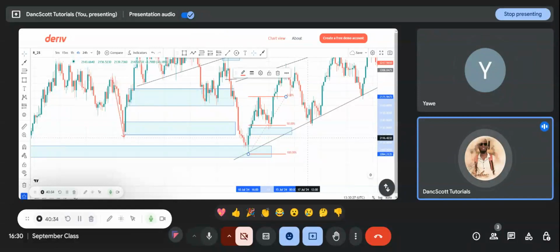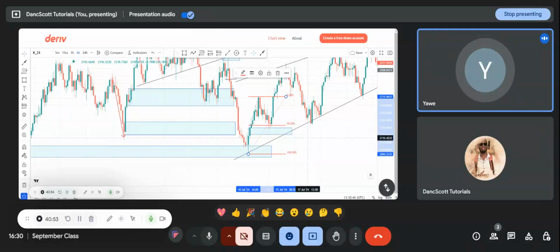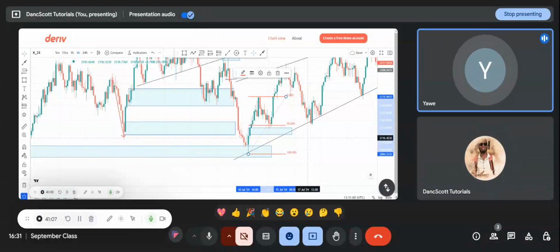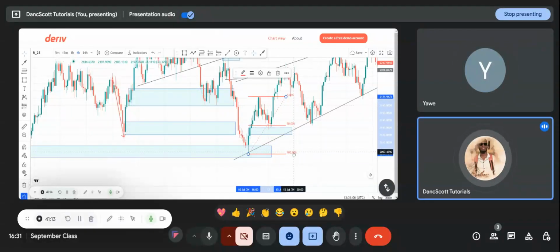The fib shows you where price is going to retrace from. Most of the times, 50% and 61.8 are the proper or valid retracement levels where price will retrace from. Let's go a bit slow there, coach. I'm trying to understand the relationship between this fib retracement and the fair value gap.